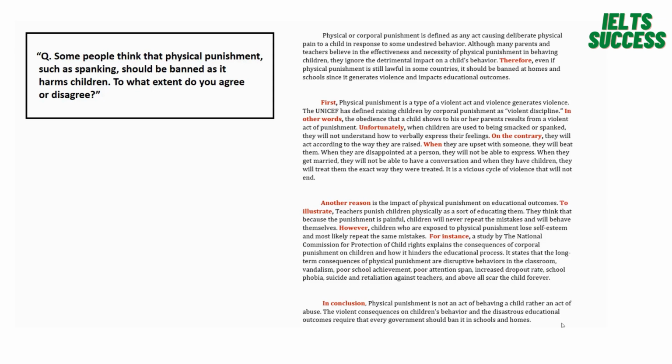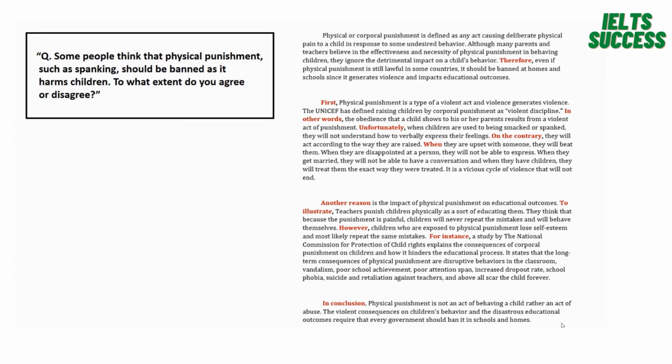So as you can see, I give an example, then I start explaining how violence generates violence. Children will grow up with this act of violence. They will not be able to express. They cannot handle a situation. They cannot have a conversation, and consequently, it's a vicious cycle. So as you can see in the first body paragraph, I used "first" because I'm introducing the topic. In other words, I explain, "unfortunately," when there is something which is not that good or something which is negative. And I use "when" also because I'm giving examples or situations.